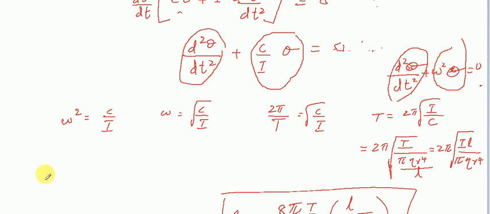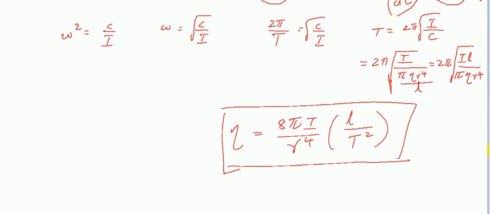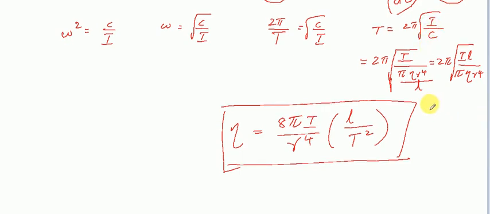Comparing these two equations, what is omega square? Omega square equal to c over I, and omega, the angular velocity, is root of c over I. But we already know omega is 2 pi over T. So 2 pi over T equal to root of c over I. Simplifying this equation, the time period of oscillation of the torsional pendulum T equal to 2 pi times root of I over c. Now we know the expression for c, the torsional constant, as pi eta r raised to 4 by L.